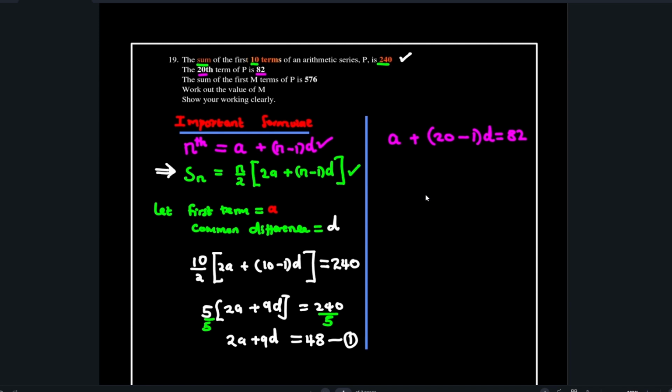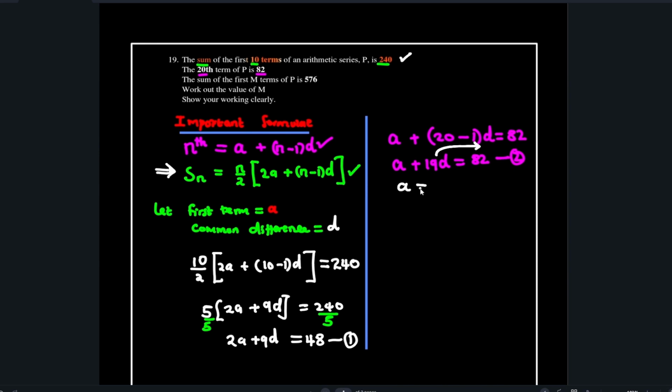Our a is always unknown. So we're going to say a plus 19d equals 82, and this becomes our second equation. So you are going to solve these two simultaneous equations, equation 1 and equation 2, in order to find the values of a and d. Let's go ahead.